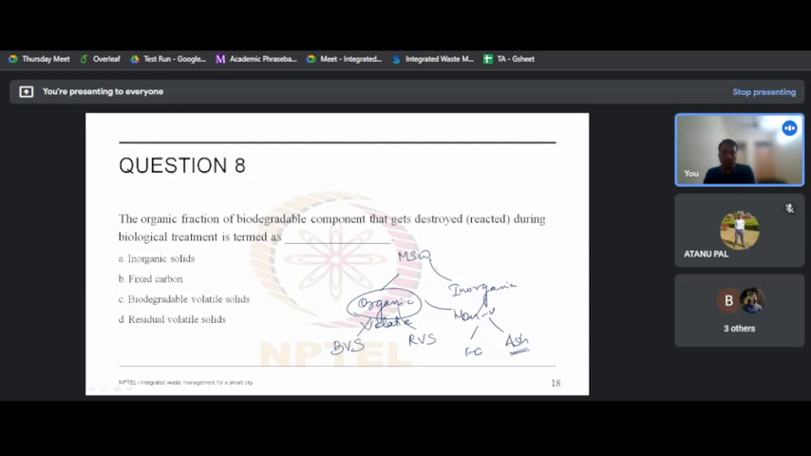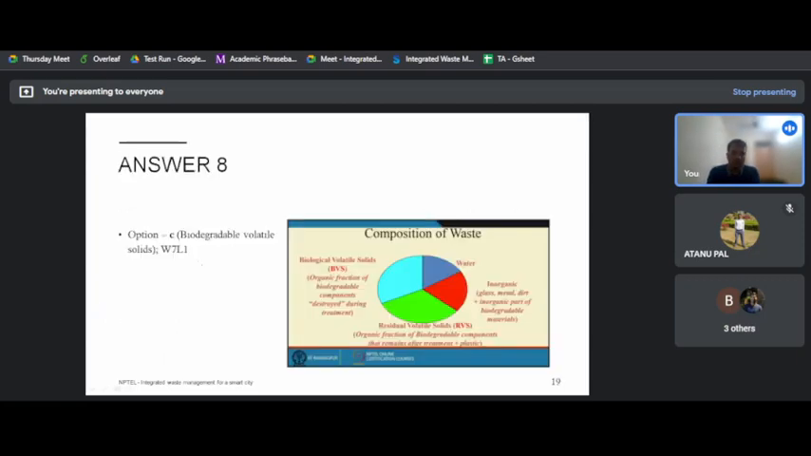Here we are concerned with the biodegradable component, so that gets reacted. We don't want anything to remain, so it should be essentially volatile. So volatile and biodegradable. Biological or biodegradable volatile solids is the correct answer, so that is option C. Fixed carbon is not volatile, because it will not get reacted. Inorganic can't be the answer because we are concerned with organic, so A, B are not the answers. Residual volatile solids will still remain. They won't get reacted, so D also is not correct. So the answer is option C, biodegradable volatile solids.